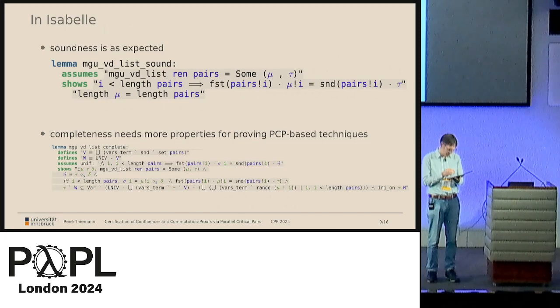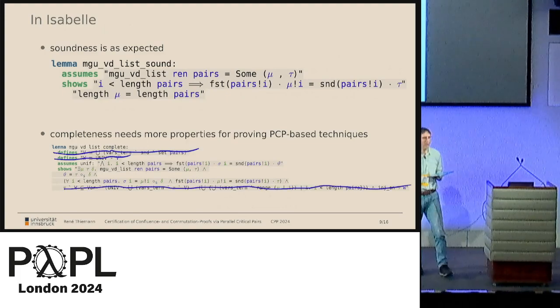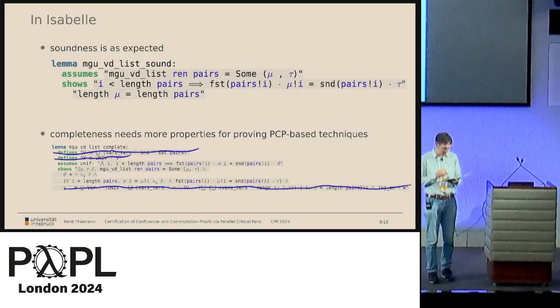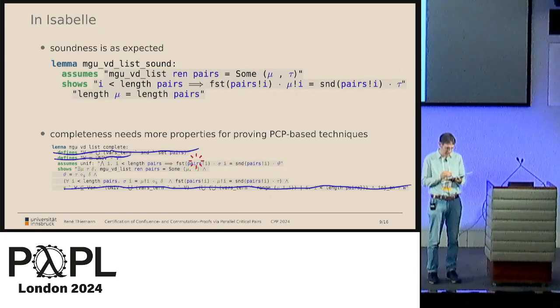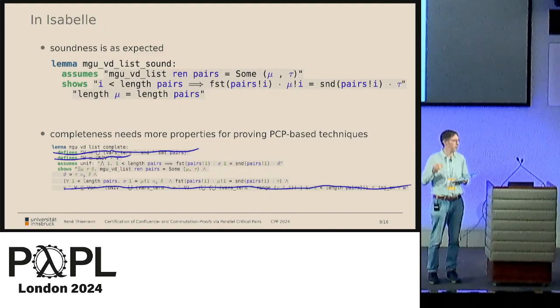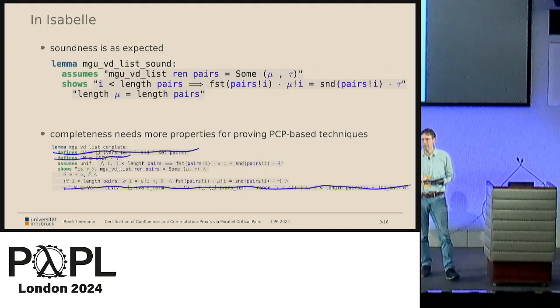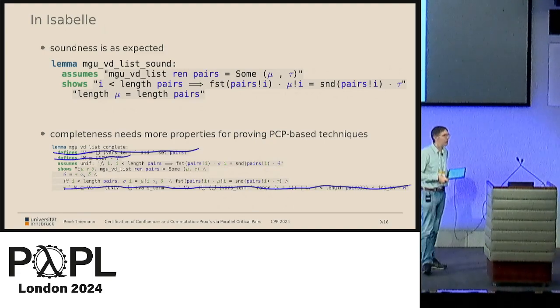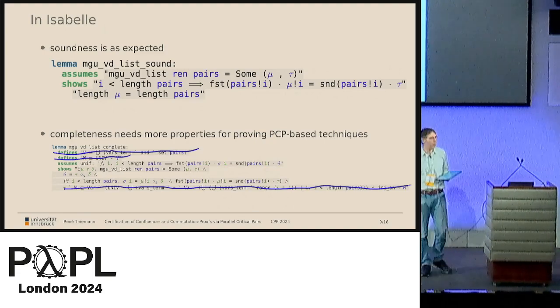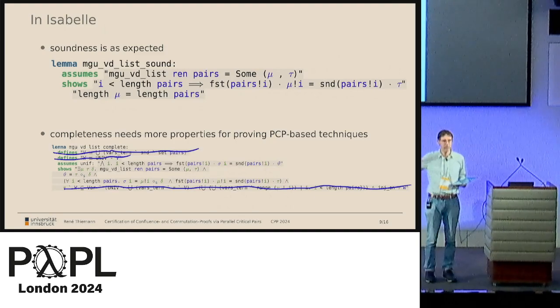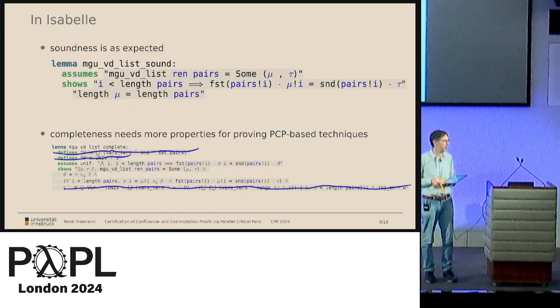Basically, you can forget about these lines and about these lines. This is what you actually would expect. So if you have a unification problem that's solvable, then the unification algorithm returns something which is more general. This is exactly what you expect, but it turns out that this is not enough for actually verifying later on the critical pair criteria. You need more properties out of it.